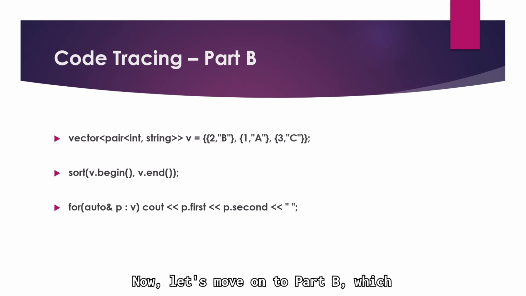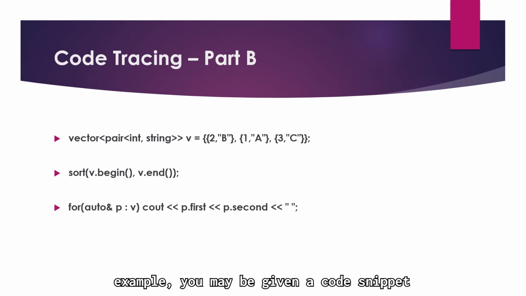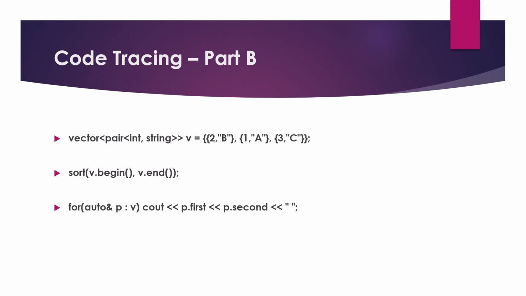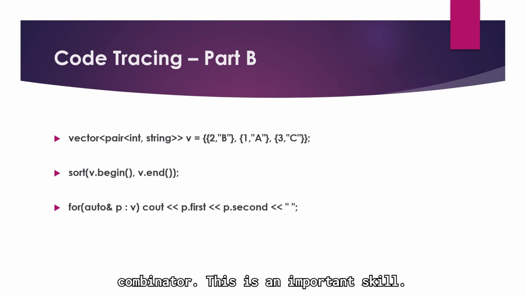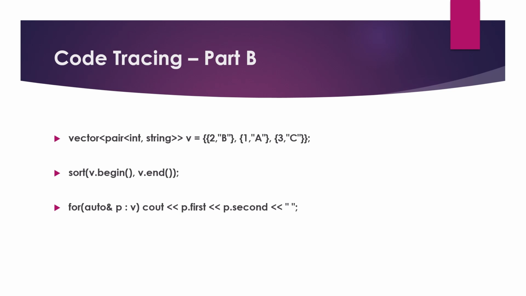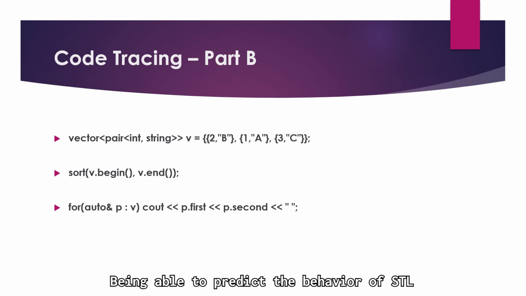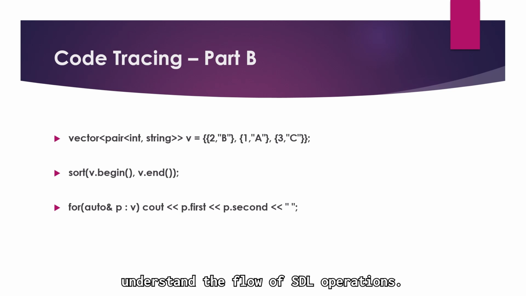Now let's move on to part B, which consists of code tracing problems. For example, you may be given a code snippet where you are asked to trace the output of a program that uses a vector of pairs and sorts it based on a custom comparator. This is an important skill. Being able to predict the behavior of STL algorithms and containers in real time will make you a more efficient programmer. The goal here is to evaluate how well you understand the flow of STL operations.